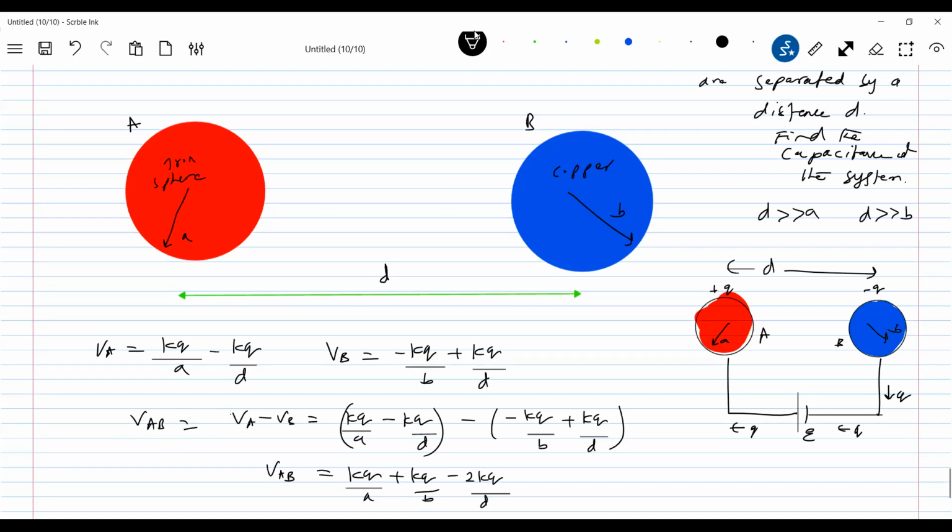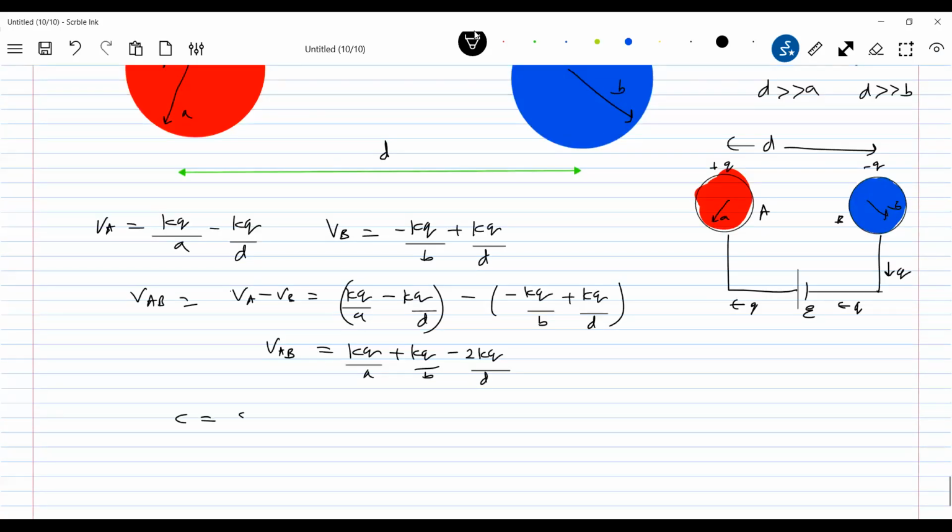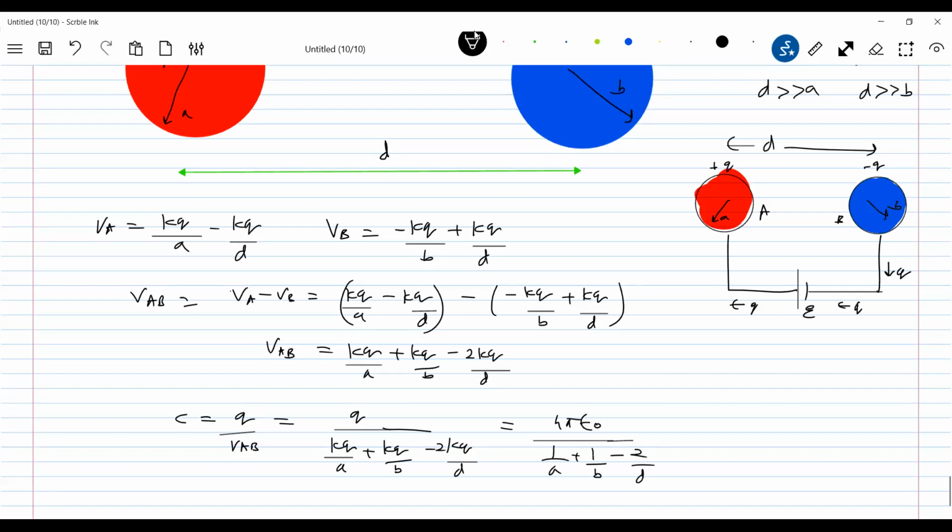So what is the basic idea of capacitance? Capacitance should be equal to Q by VAB. So I'll substitute this Q, KQ by A, KQ by B. So this will be 4 pi epsilon naught, 1 by A. This is the capacitance of the system.